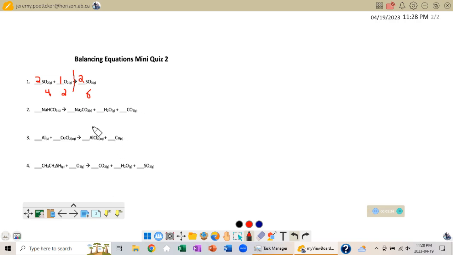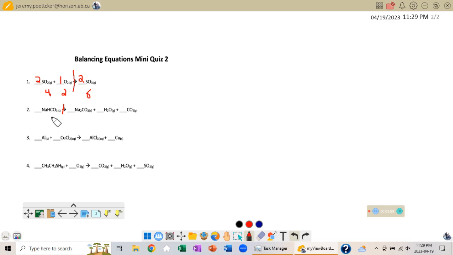All right, then we move on to the second one. And to be honest with you, it looks ugly. I find where my arrow is. There it is. All right. So on the left-hand side, I have a sodium, hydrogen, carbon, oxygen. And the right-hand side, okay, it's breaking it down.